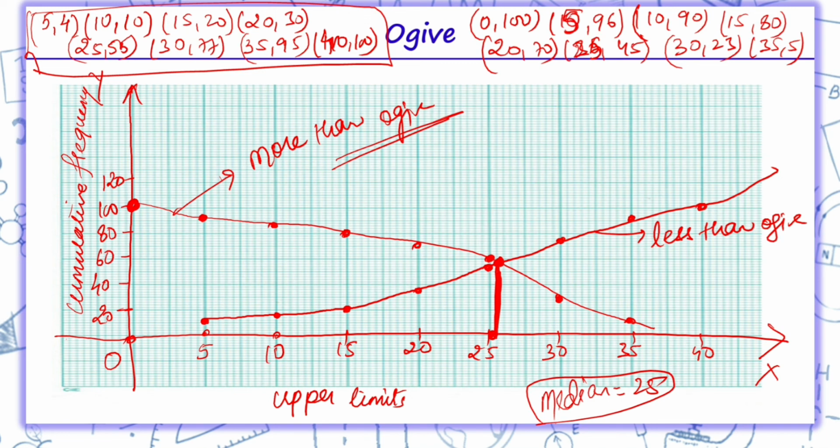So in today's video we studied how to draw cumulative frequency distribution curves. Cumulative frequency distribution curves are of two types. The one is less than ogive and the other is more than ogive. We also studied how to calculate medians from these ogives.